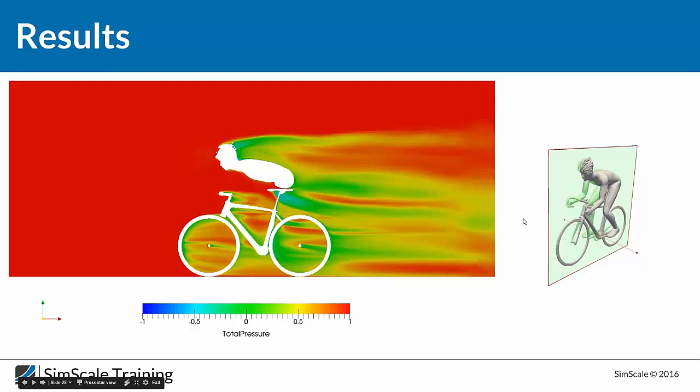So here we will see a lot of interesting things in this slide. For this slide, we are talking about straight riding, no side wind, equal to 0. But this time we are not creating a slice over the vertical direction, but over the lateral direction of the rider. Exactly, we are cutting the rider in the middle, and we are visualizing the same physical quantity, which is the total pressure.